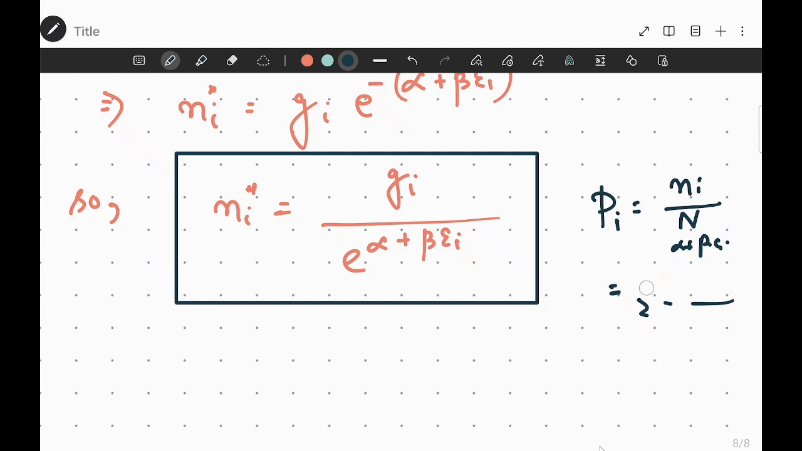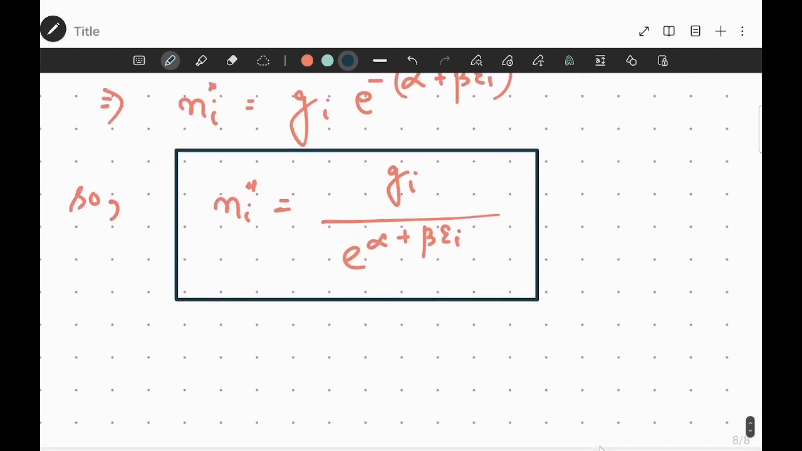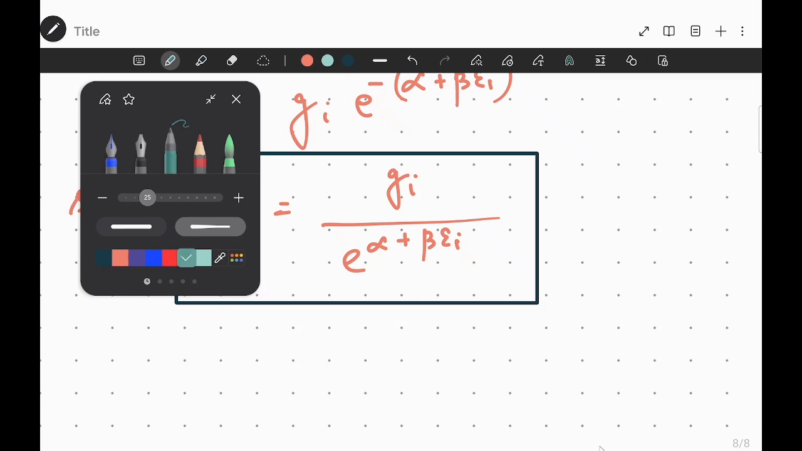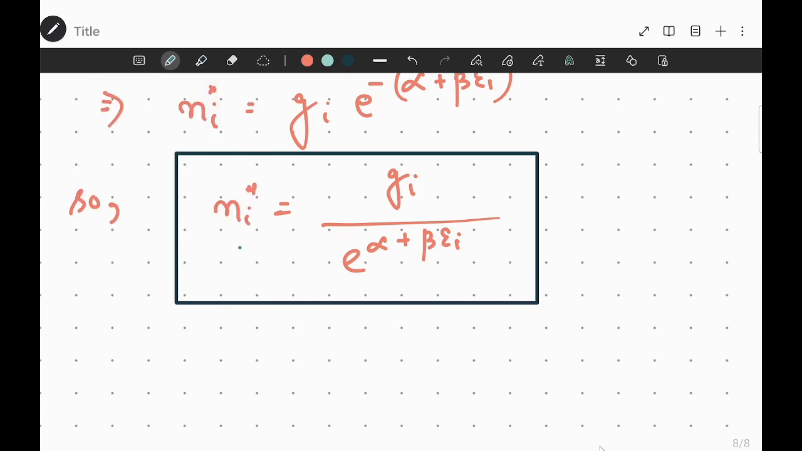So here we will not derive that part. From here we can do that, but that is not important here. Here this ni star is important. This is not a probability. This is the number of particles. Pi is the probability of having the particle. This is the number of particles at that ith energy state. So this is called the number distribution, or in general the Maxwell-Boltzmann distribution.